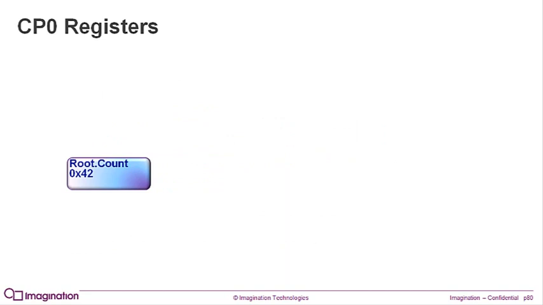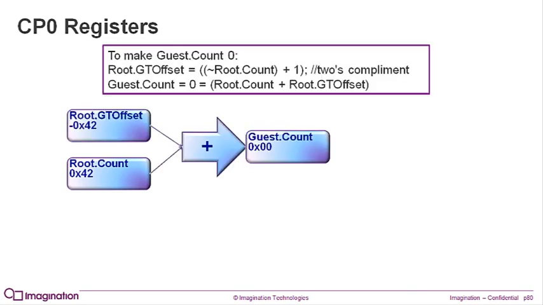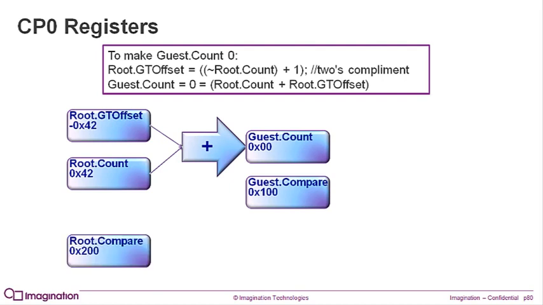Here is a diagram of a timer interrupt in the guest and root context, assuming that the root count register is a hex value 42 to start. Let's assume to set up the timer, the guest will zero out its count register, so the GTO offset will be set to a negative 42. The guest will set its compare register to hex 100. And the root sets its compare register to hex 200 at the same time.